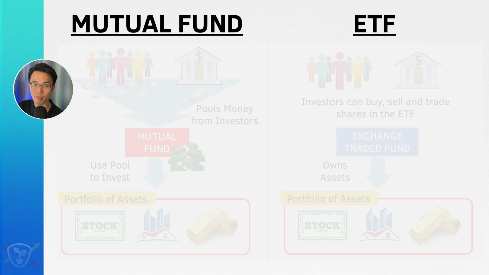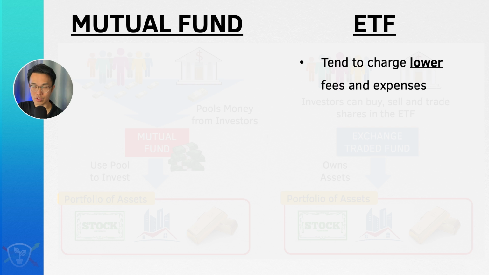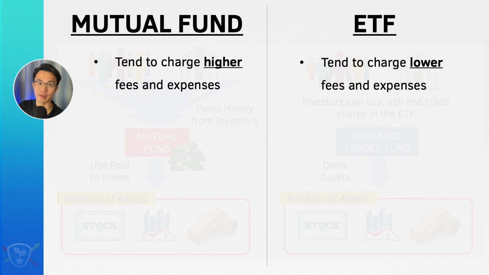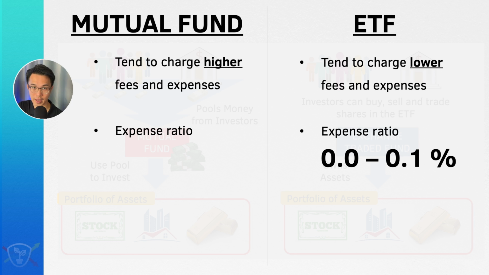The next set of important considerations relate to the cost of investing. Now, ETFs are generally managed more passively, so they tend to have lower fees and lower expenses. Whereas generally mutual funds are actively managed, so they tend to have higher fees and higher expenses. The fees are also more or less known as expense ratios. For ETFs, usually they're around 0 to 0.1% per year. For mutual funds, they are usually higher. They can range from between 0.5% to 1% per year.